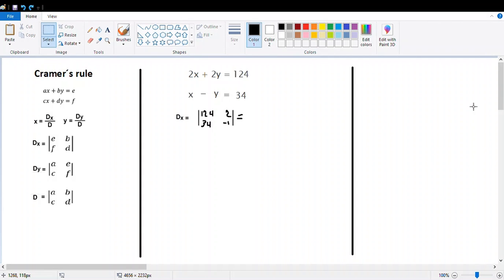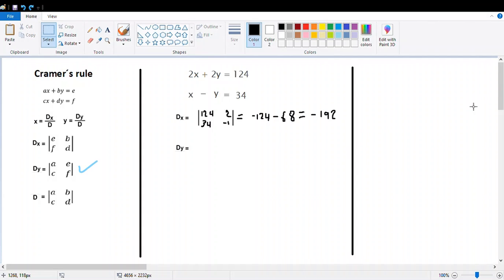Now we have to find the determinant of this matrix, but the determinant is pretty simple. As I explained in the previous video, it is the subtraction between the first diagonal and the second diagonal. The first diagonal multiplication is -124. Of course, minus because it's always the subtraction between the diagonals, and the second diagonal is 34 times 2, which is 68. Now this is subtraction. The answer is going to be -192.